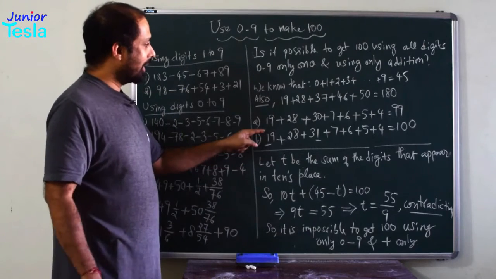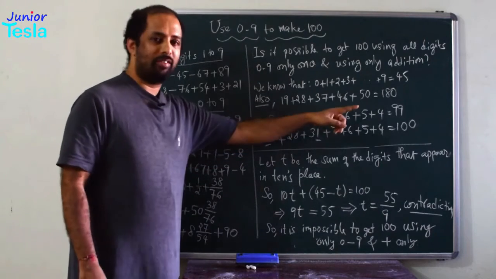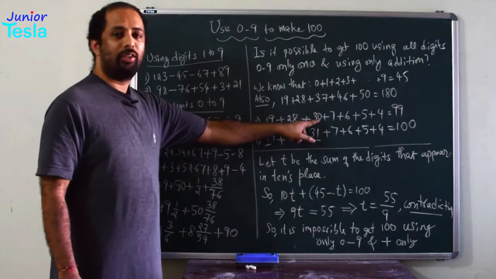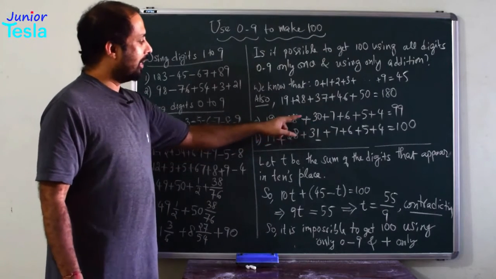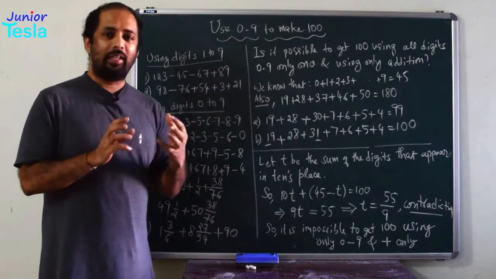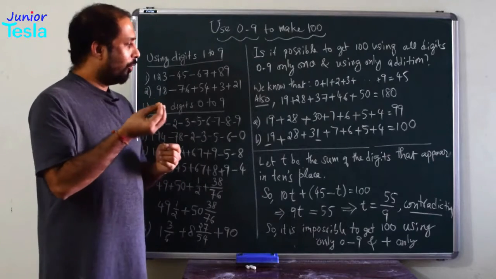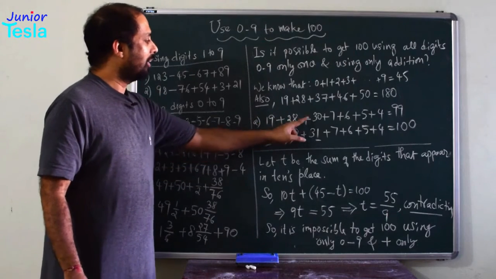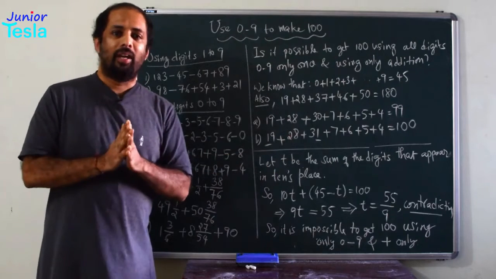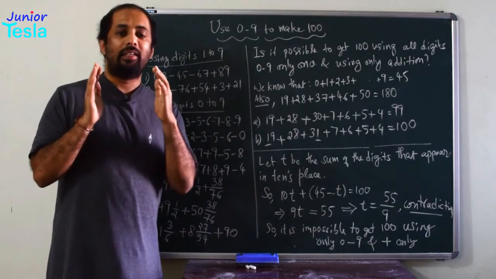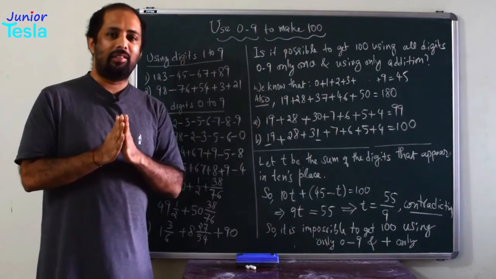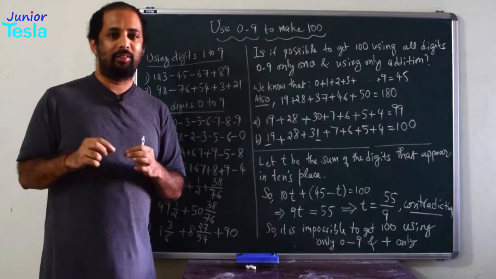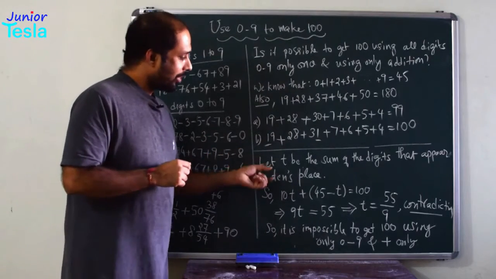So suppose you have taken this series, though the answer is not 100. Here 3 terms are 2-digit numbers, 19, 28 and 30. Now in these 3 terms I am picking only those digits which appear in the tens place, that is 1, 2 and 3, and I am adding them, and this I am going to call t. So t is the sum of those digits that appear in the tens places.